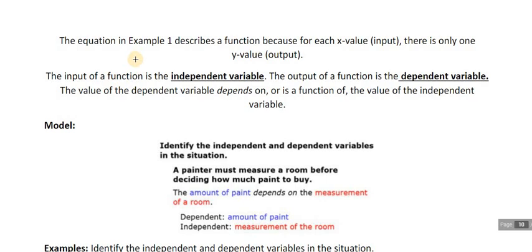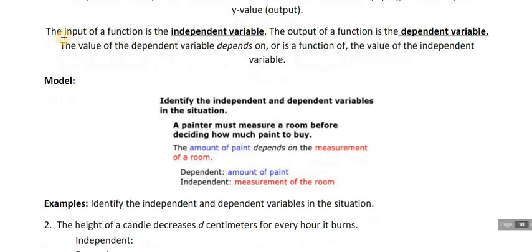Now let's talk about independent versus dependent variables and how we figure out which relies on which. The input of our function, the number that's going in, is called the independent variable. The output of a function is called the dependent variable, so the result of plugging in the input and doing the math. That would therefore mean that the dependent variable depends on or relies on, and therefore is a function of, the value of the independent variable.